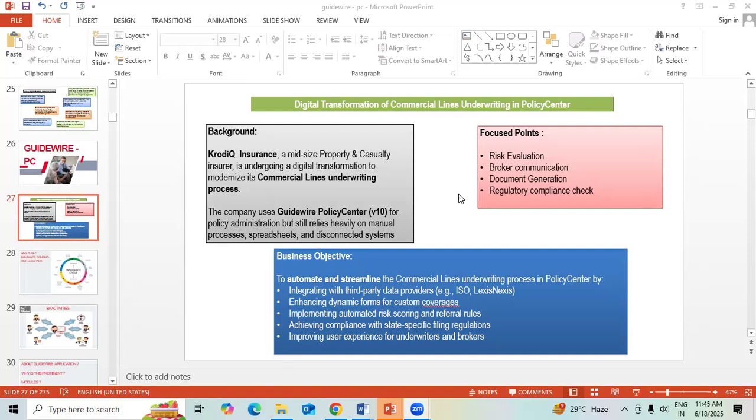Next, we need to achieve compliance with state-specific filing regulations. Next, we need to improve the user experience for underwriters and brokers. These are the business objectives that, as a BA, need to be achieved. This is something like a baseline of the role of a business analyst. We must understand the background, and we must explain the kind of focus points that we want to address. At the same time, we must know the business objectives identified, which we want to achieve at the end of the day by automating and streamlining commercial lines, which is something you as a BA need to address.